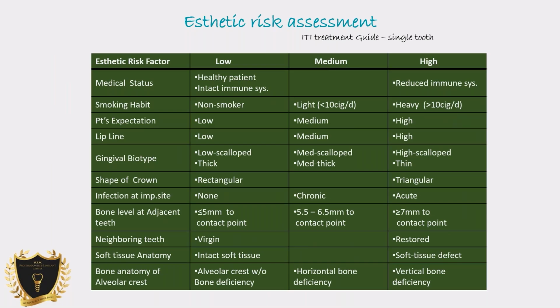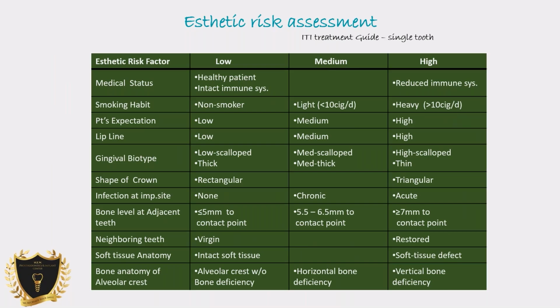Somebody is looking at the lip line in an anterior case. If you have a high lip line, of course, it's a high risk. Thin gingival biotype is a high risk. Thick is good. Rectangular teeth are better than triangular teeth. What's the condition of the hygiene? Is there any infection, any apical lesions present, and is the neighboring tooth restored or not?